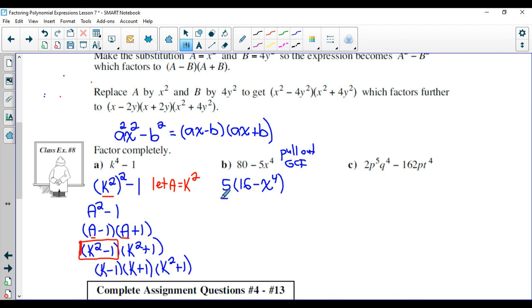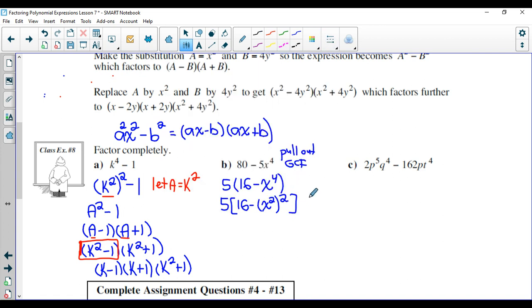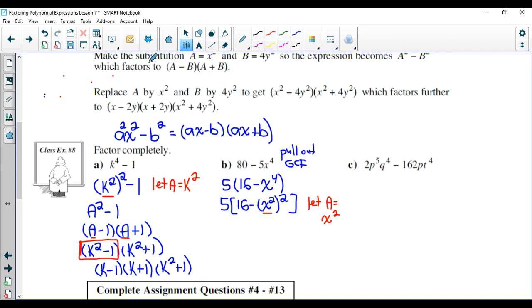Now, I want to write it in the format so it actually looks like a difference of squares. So I'm going to rewrite it. So it's going to look like 5 and then 16 minus, we'll say x squared to the power of 2, because x squared to the power of 2 is x to the power of 4. Now we'll do a substitution. So the substitution I'll make is I'm going to say let a be x squared. So we're going to replace this x squared with that a. The substitution just makes it really stand out and show you that we're dealing with a difference of squares here.